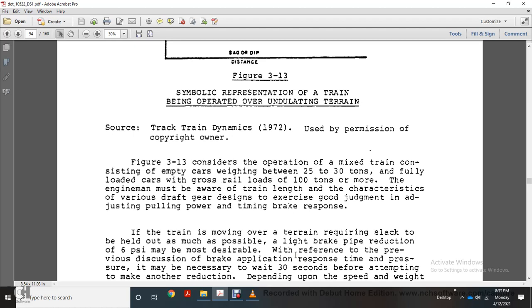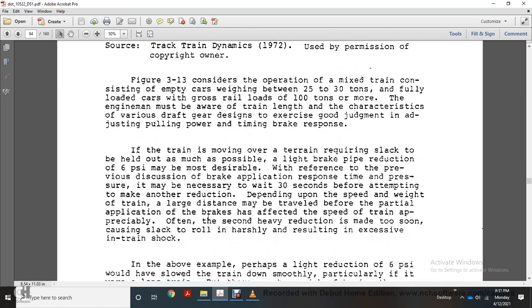The engine man must be aware of the train length and the character of the various draft gear designs, to exercise good judgment and adjust pulling power with the brake response time. If the train is moving over the grade, requiring slack to be held, use as light a brake pipe reduction as possible, 6 psi being more desirable. With reference to the previous discussion of the brake application response time, it may be necessary to wait 30 seconds before attempting to make another reduction, depending on the speed of the wave of the train, with a large distance that may be traveled before the partial application of the brake shoes has been effected.